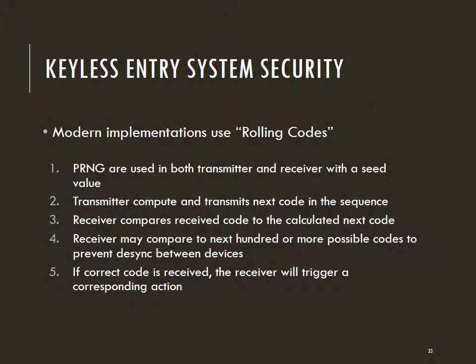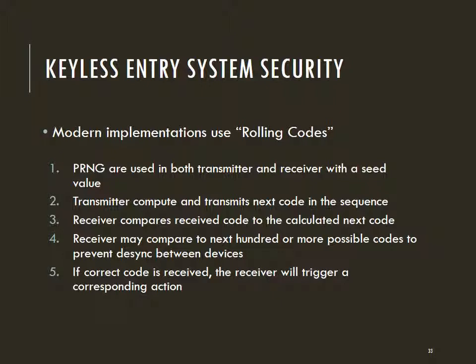Keyless entry system security is hit or miss. Modern implementations use rolling codes, but previous generations often used static codes or relied on dip switches that gave a static set of maybe 256 or 4096 codes you could choose from, just to prevent interference, not necessarily provide additional security.